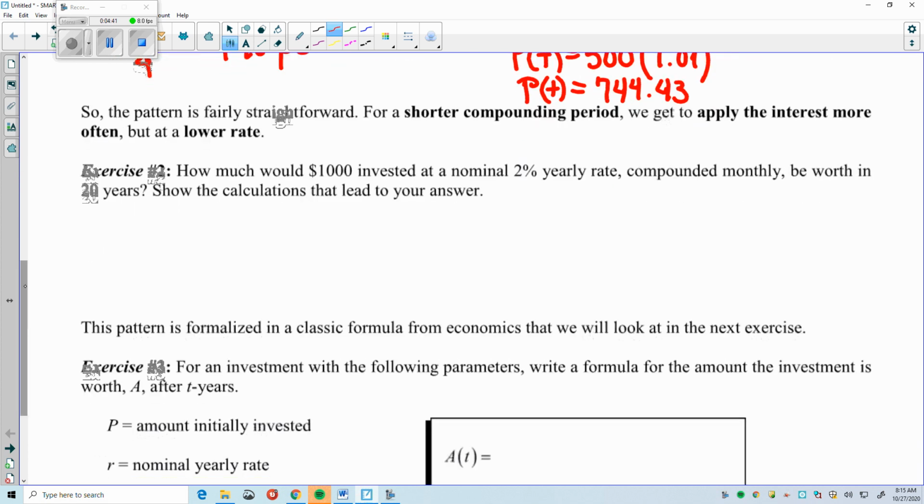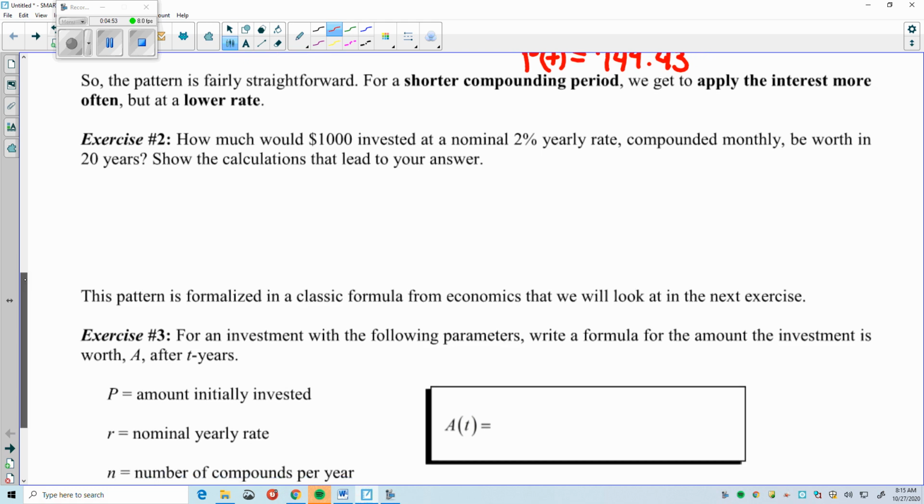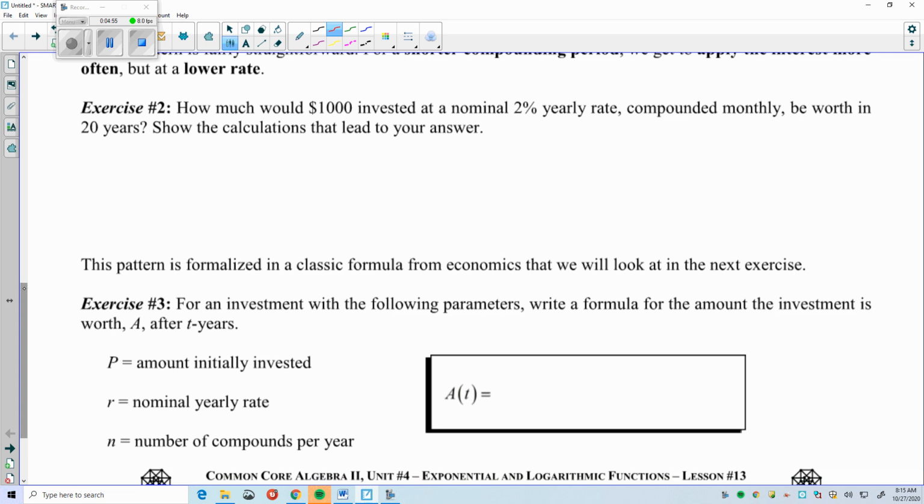So the pattern is fairly straightforward. For a shorter compounding period, we get to apply the interest more often, but at a lower rate. So with that in mind, let's see what this would look like. How much would $1,000 invested at a nominal 2% yearly rate, compounded monthly, be worth in 20 years? We have to think monthly now, so that's going to be 12 times. Again, that $1,000 is going to be our principal, what we are investing.